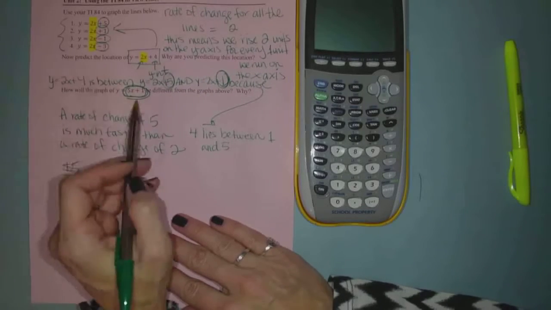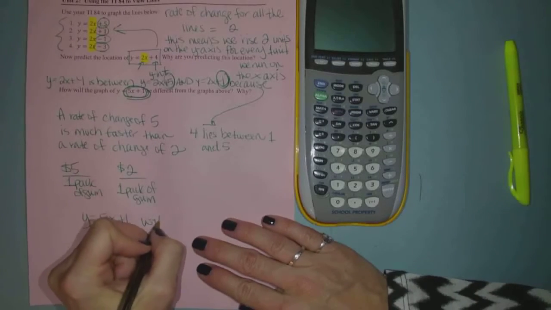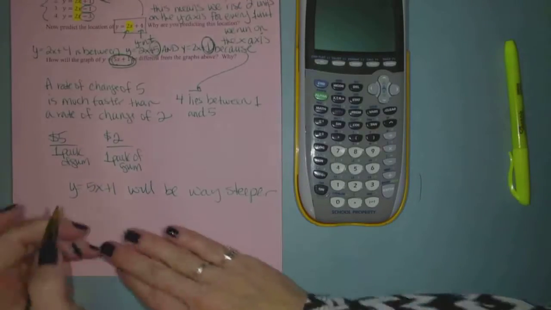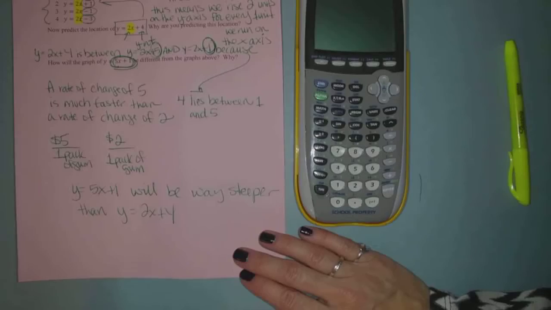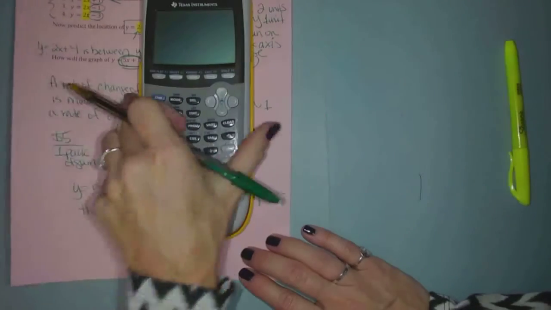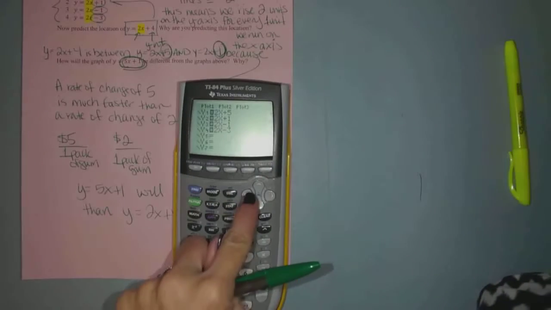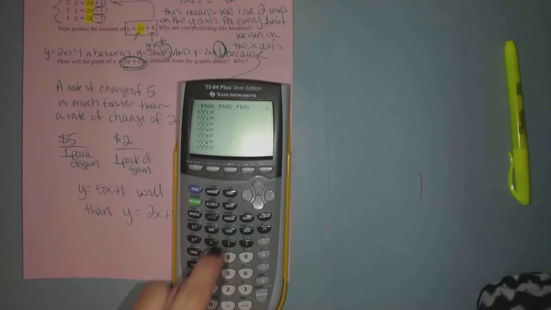So my prediction of how this is going to be different, I think y equals 5x plus 1 will be way steeper than, say, y equals 2x plus 4, because the rate of change is much faster. So we can prove that. So let's go back to y equals. Let me take out all these. And I'm just going to type in 2x plus 4 versus 5x plus 1.